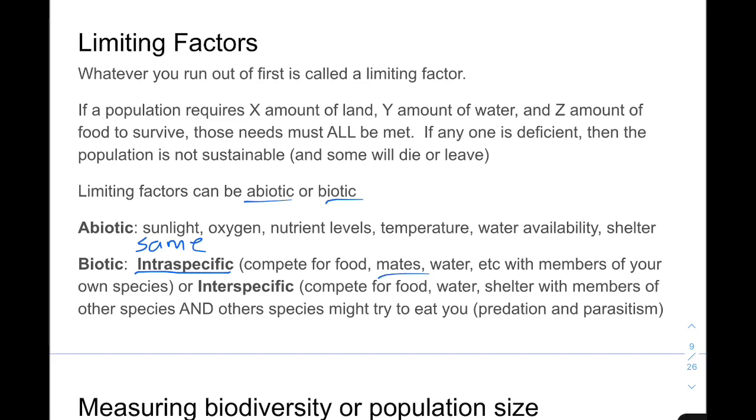Same thing for mates. If you want to reproduce, you need to have a mate, and if there is none for you, then that is something that you must compete with your own species for. Water, whatever. The things that you need are the things that the members of your own species need, so this competition can be pretty great. The other type of biotic limiting factor is interspecific. That means within different species.